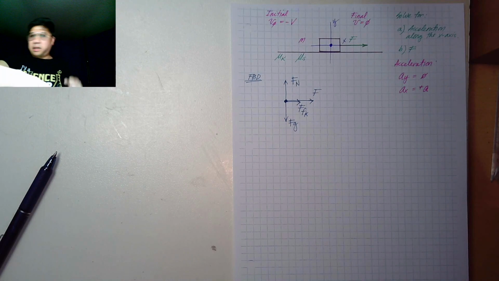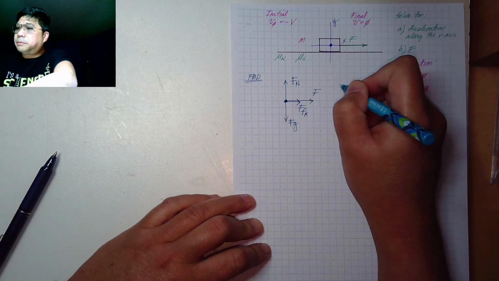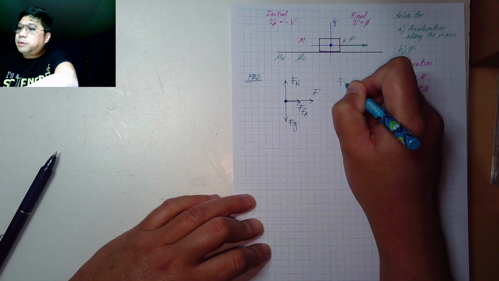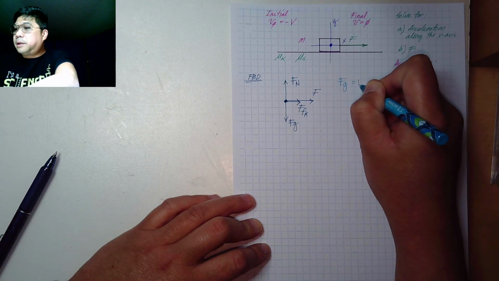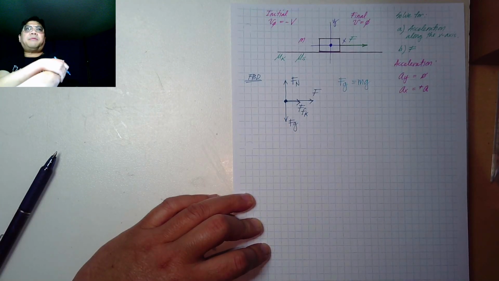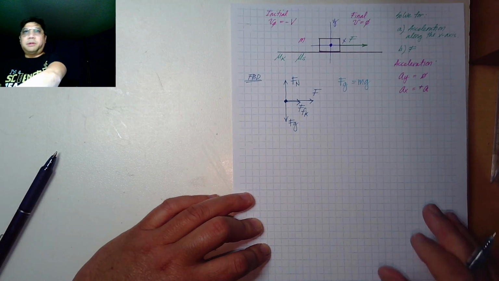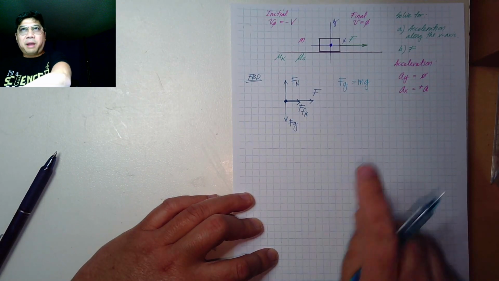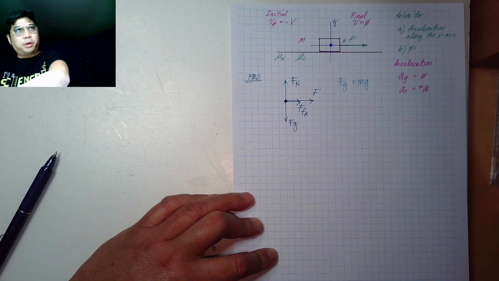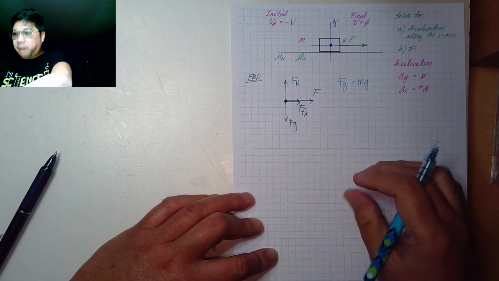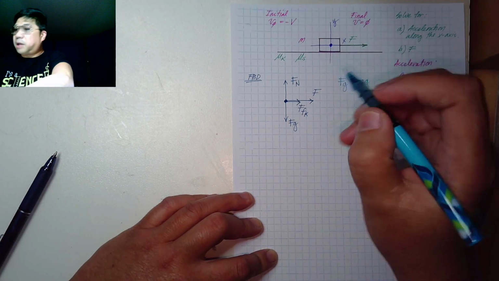Now, let us write the relationships that we know. Fg is mass times the gravitational field strength or acceleration due to gravity, depending on which one you want to use, but it does provide us with the same response mathematically.